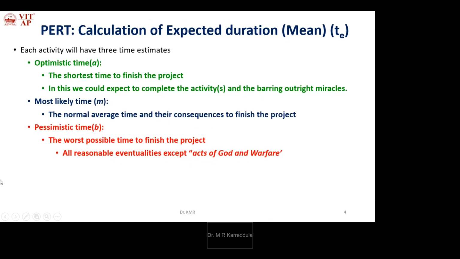So using these three parameters, we'll calculate the expected duration of every project activity during project development. The expected duration time TE is calculated using these three parameters. TE equals A plus 4 multiplied by the most likely time plus the pessimistic time, divided by 6. This way we'll calculate the expected duration of every project activity.